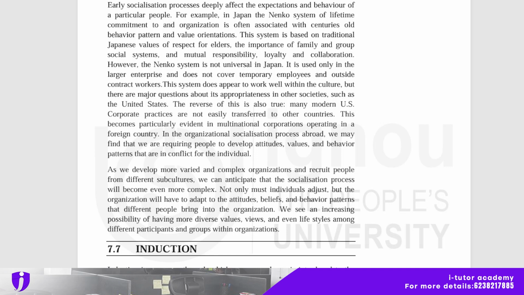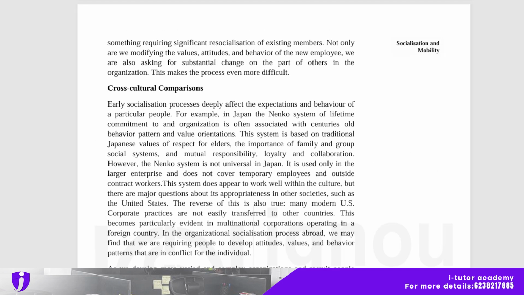As we develop more varied and complex organizations and recruit people from different subcultures, we can anticipate that the socialization process will become even more complex. Not only must individuals adjust, but the organization will have to adapt to the attitudes, beliefs, and behavior patterns that different people bring into the organization. We see an increasing possibility of having more diverse values, views, and even lifestyles among different participants and groups within organizations. Okay, so that's about today's session.